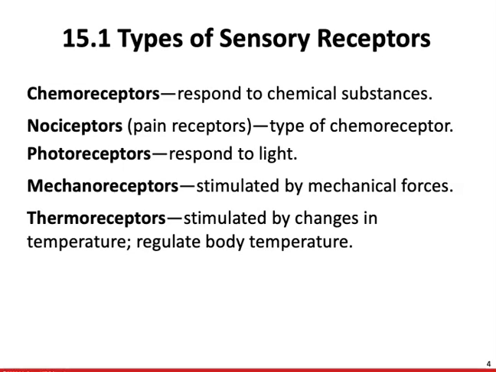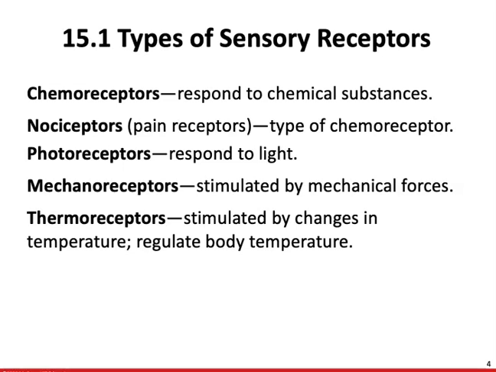Photoreceptors are those receptors that respond to light. Mechanoreceptors are stimulated by mechanical forces. For example, we'll talk about it a little bit later on, our hearing is controlled by mechanoreceptors. Balance is controlled by mechanoreceptors. Touch, blood pressure, stretch receptors in your stomach, proprioceptors. There are so many different types of mechanoreceptors found throughout the body that help regulate and maintain homeostasis.